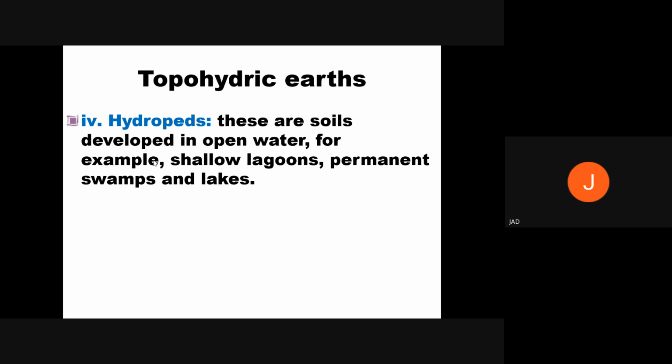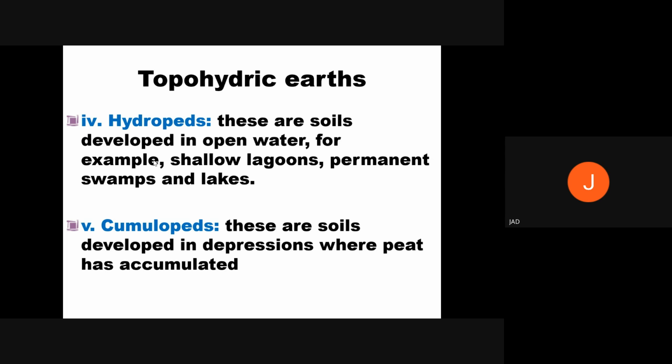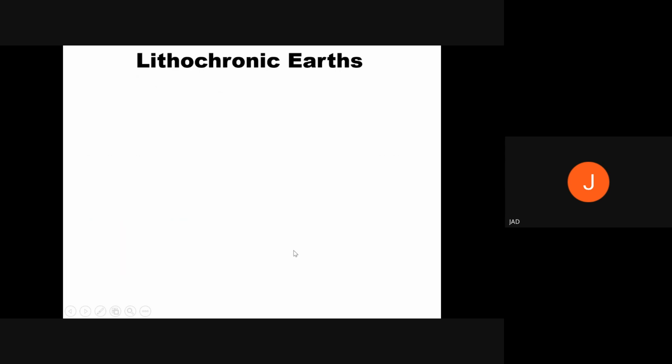Then we have what they call hydropeds. These are soils developed in open water, for example, shallow lagoons, permanent swamps, and lakes. Then we have the columpeds. These are soils developed in depressions where peat has accumulated. Particularly in Ghana, we don't have this type of thing. Peats are not very common here, or they are virtually absent.